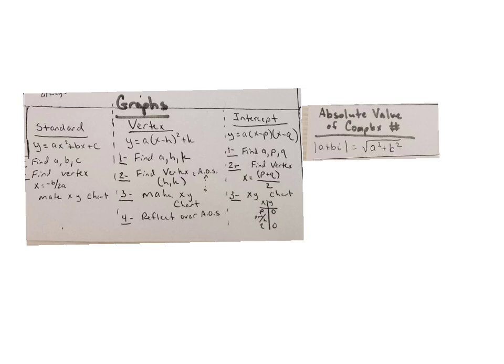The biggest thing is standard form. So remember that it means there's no parentheses. And you're going to find A, B, and C. And then you're going to find the vertex, which is the opposite of B over 2A. Then you're going to make an XY chart. Remember, when you make your XY chart, the middle is your vertex.